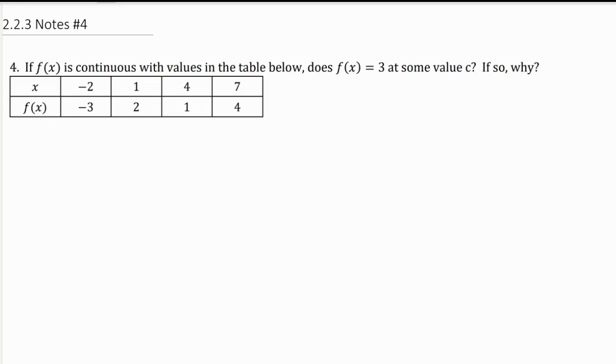Is f of x continuous? Oh, I'm sorry. If f of x is continuous with values in the table below, does the function equal 3 at some value c? If so, why?